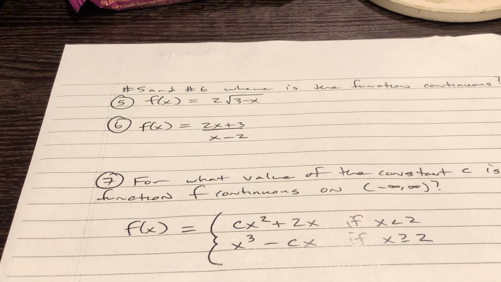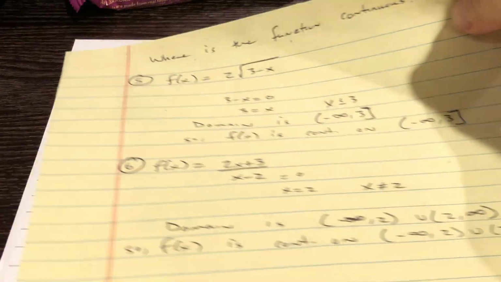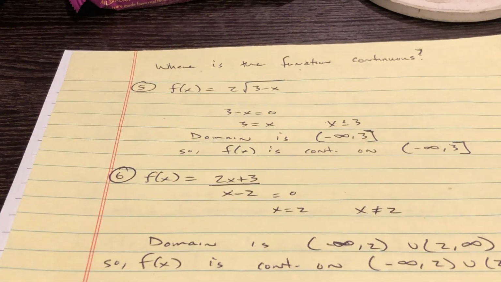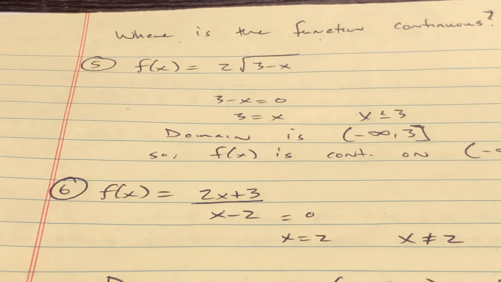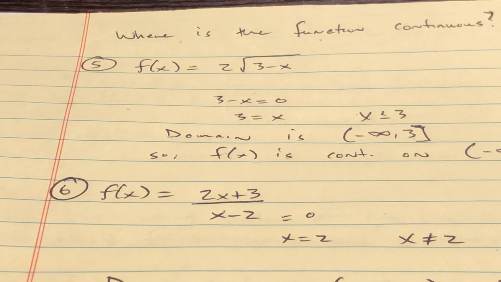All right, 5 and 6 ask us, where is f of x continuous? It's essentially asking for the domain. Let's zoom in here. So this is a square root function. I'm allowed to take the square root of 0.